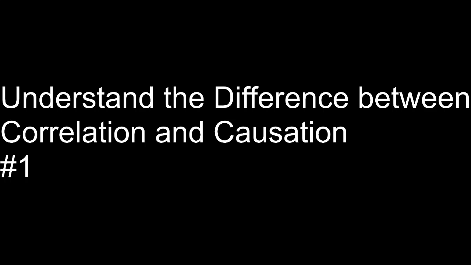This video is on the objective: understand the difference between correlation and causation. When we say that two variables have a correlation, that simply means that there is some sort of linear relationship between them. They could have a positive relationship, where as one increases, the other increases. They could have a negative relationship, where as one increases, the other decreases.